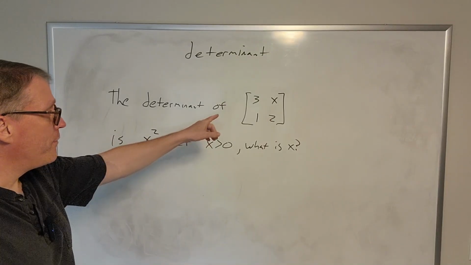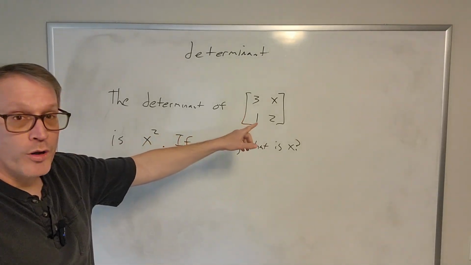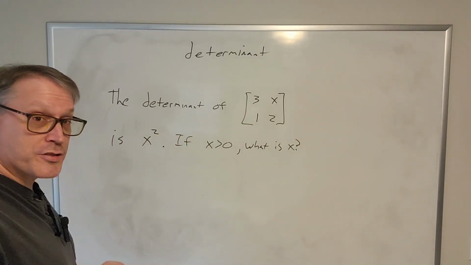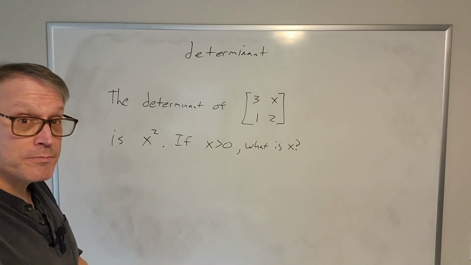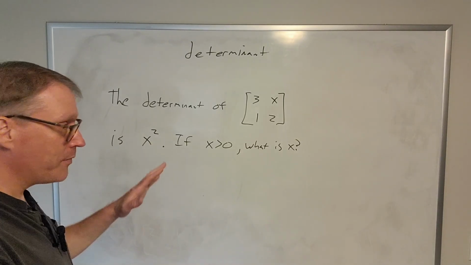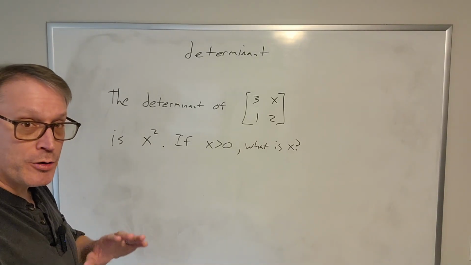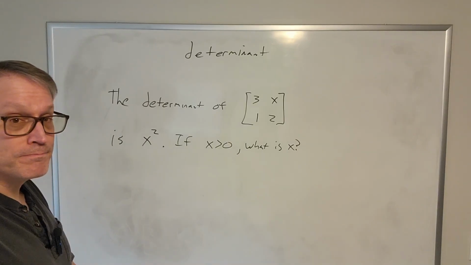The determinant of this matrix 3x, 1, 2, x is x squared. If x is greater than 0, what is x? Give it some time, pause the video, resume when you're done.